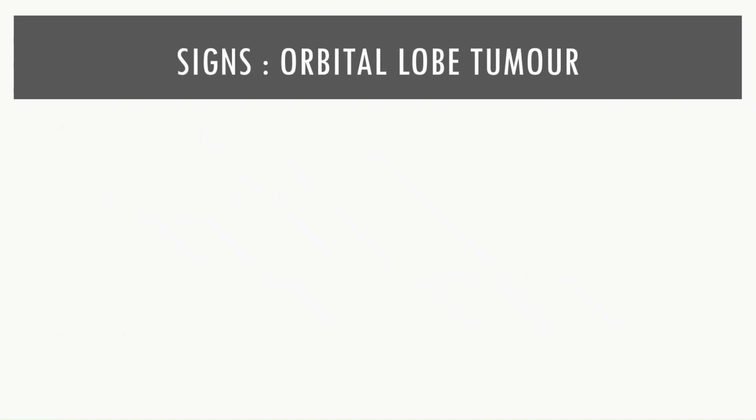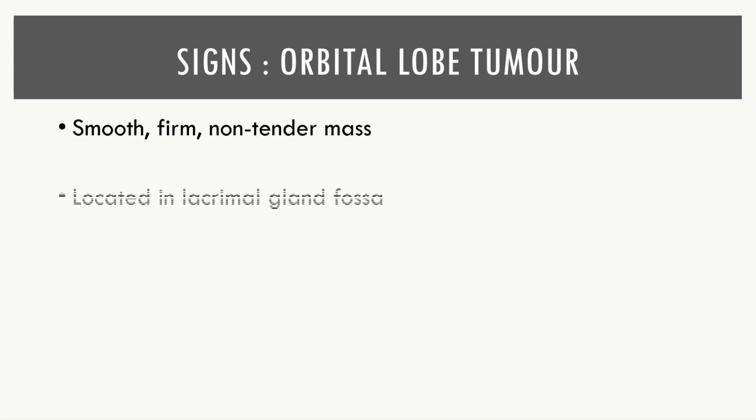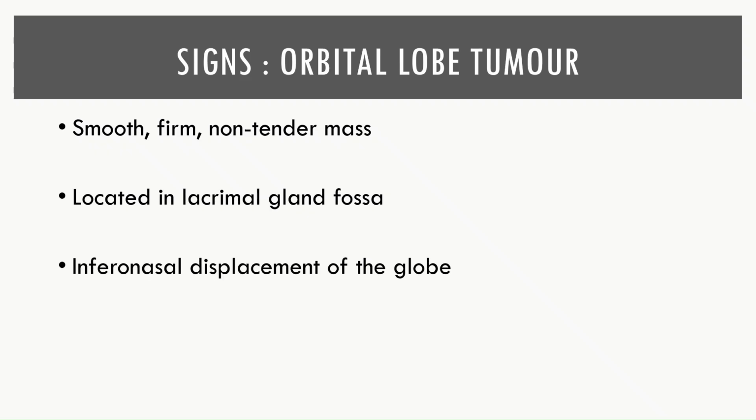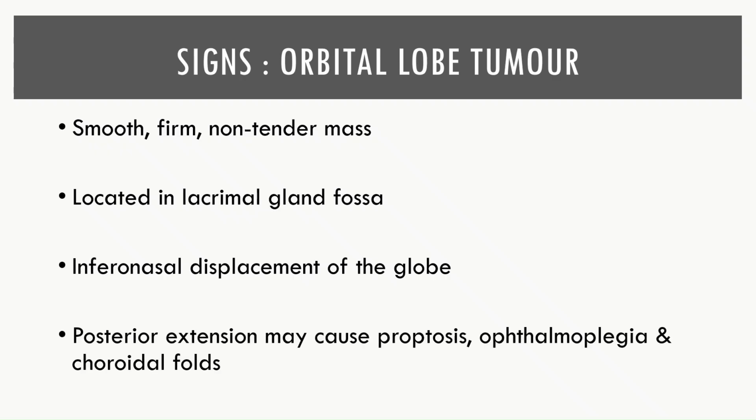Signs in orbital lobe tumor. Orbital lobe tumor presents as a smooth, firm, non-tender mass in the lacrimal gland fossa with inferonasal dystopia. Posterior extension may cause proptosis, ophthalmoplegia, and choroidal folds.